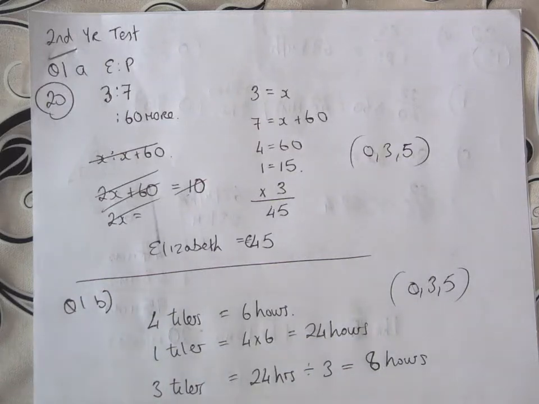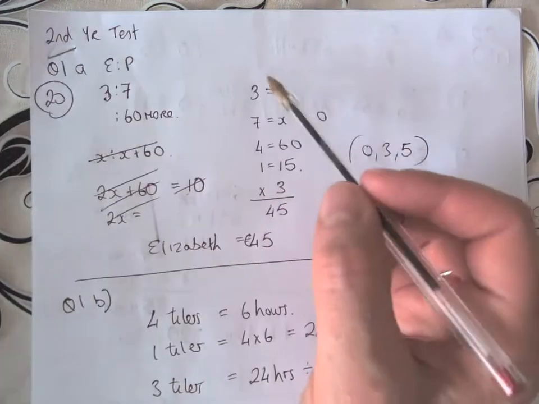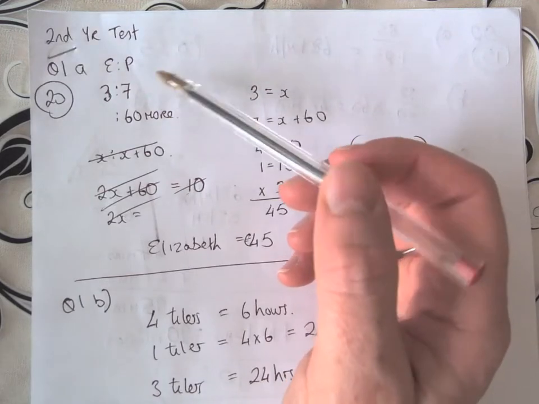Okay, so we're just going to go through the solutions for the ratio, speed, time, and real life graph test. Okay, so the first question was, when a sum of money is divided between Elizabeth and Philip in the ratio 3:7, Philip receives 60 more than Elizabeth. How much did Elizabeth get?